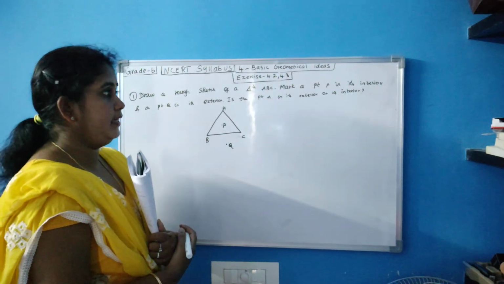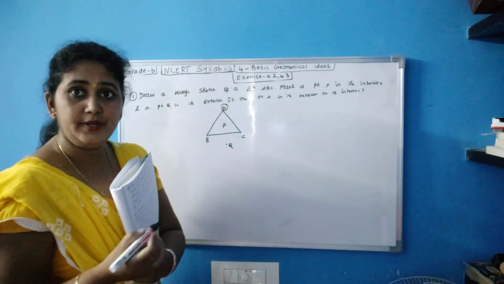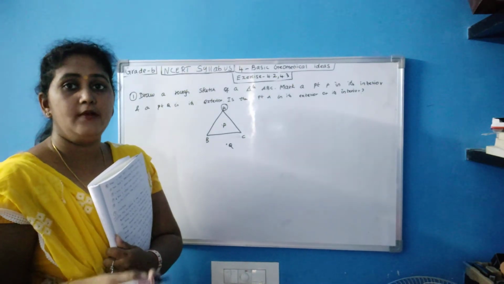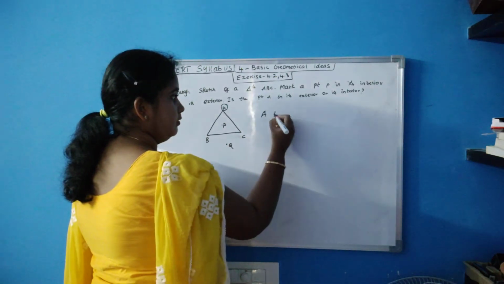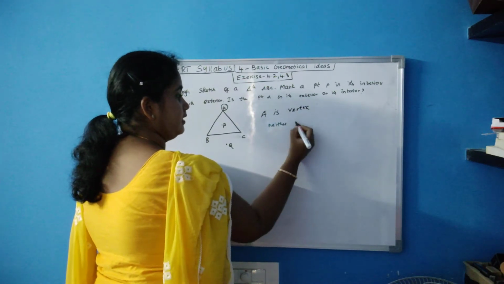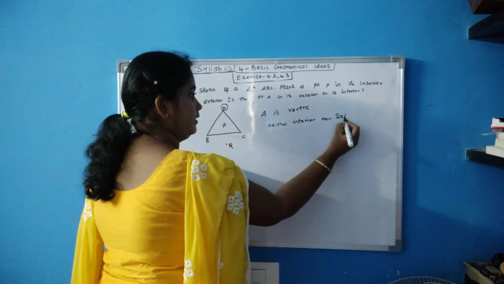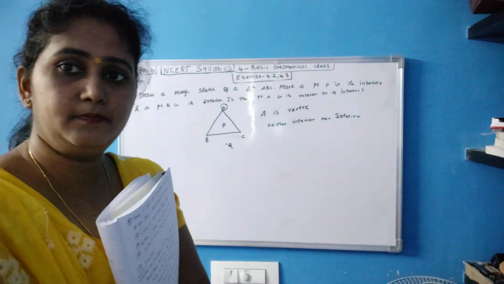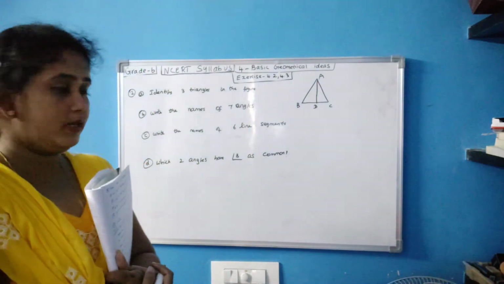Is the point A in its exterior or its interior? So they are asking is this point A in its interior or exterior. Can you say? It is neither interior nor exterior because the point A is a vertex. Okay, point A is a vertex. Neither interior nor exterior. Did you understand? So now let's move on to the next sum.